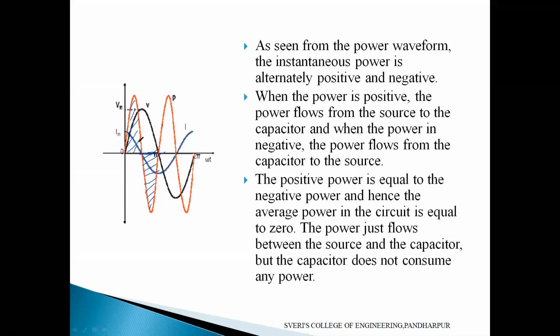both are equal. So positive and negative will get cancelled here. For that reason, the average power is always 0 in a pure capacitive circuit. So the power consumed by a capacitor is 0. Average power 0 means it is not consuming any power. In the positive half cycle it is consuming something, in the negative half cycle it is returning it, but the average value will become 0. So we'll stop here and we'll continue in the next class.